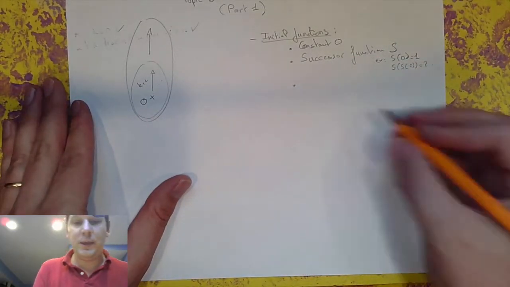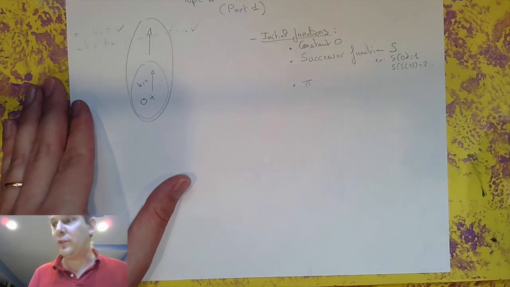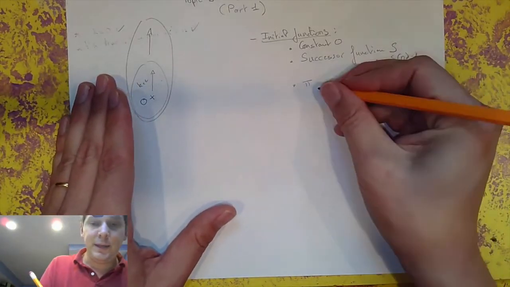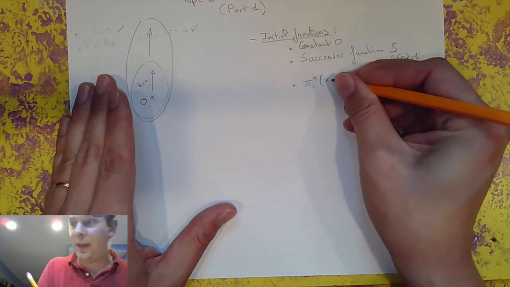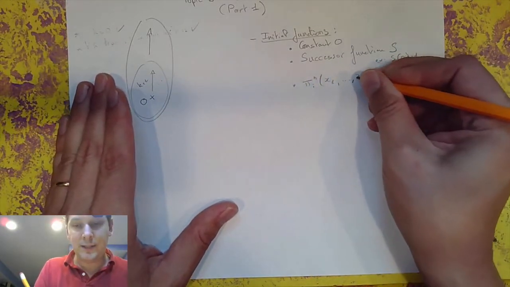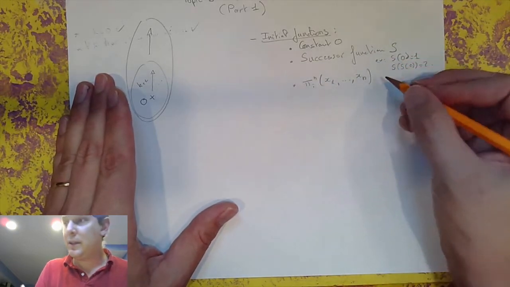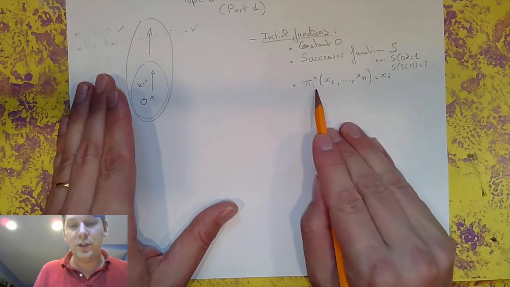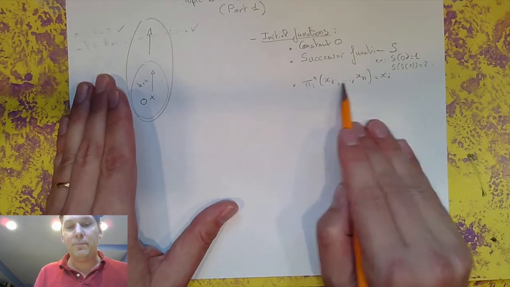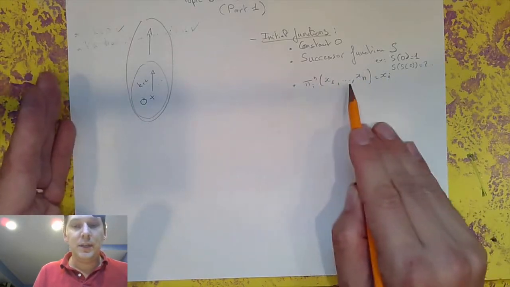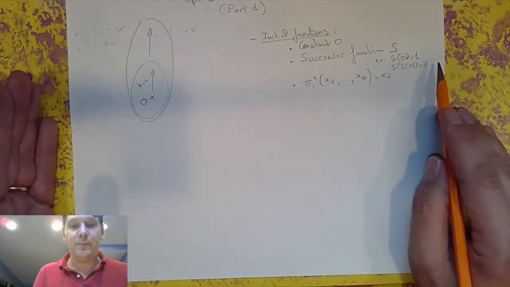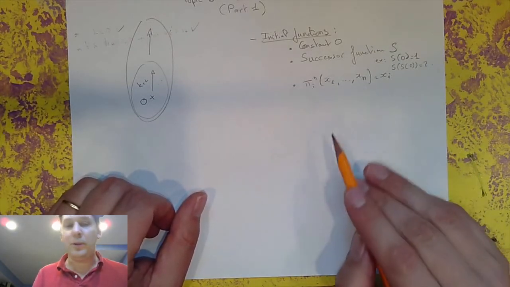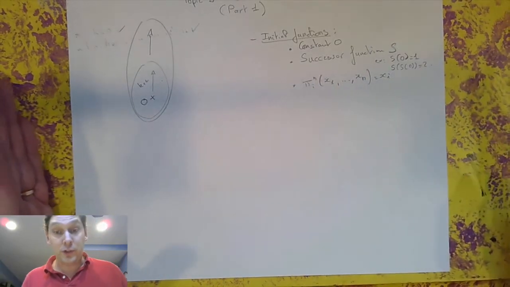You have different notations depending on the reference, but it's going to be P_i^n of x1 ... xn, where n is the number of arguments, equals xi. So it's really a projection, just to say take the ith element in the vector, in the n-tuple here. Okay, so these are the initial functions.